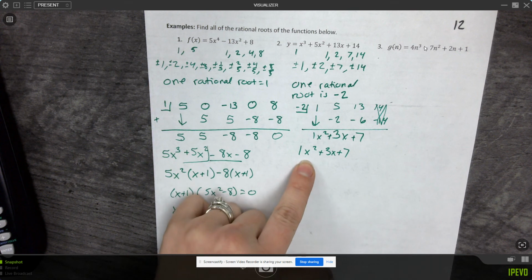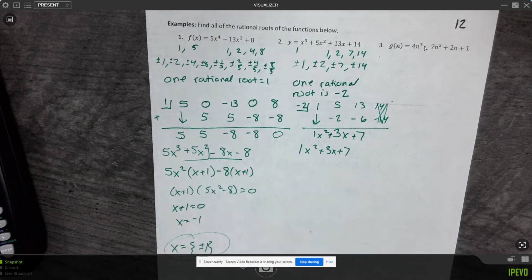Now that you have a quadratic, you can attempt to factor. You also could complete the square or use your quadratic formula, but I will point out that since we're looking for the rational roots, if there are any more rational roots, you should be able to factor. So if you want to use quadratic formula or completing the square because you were better at that, that's fine. Just keeping in mind that I don't want any unsquare rootable numbers or any imaginary numbers.